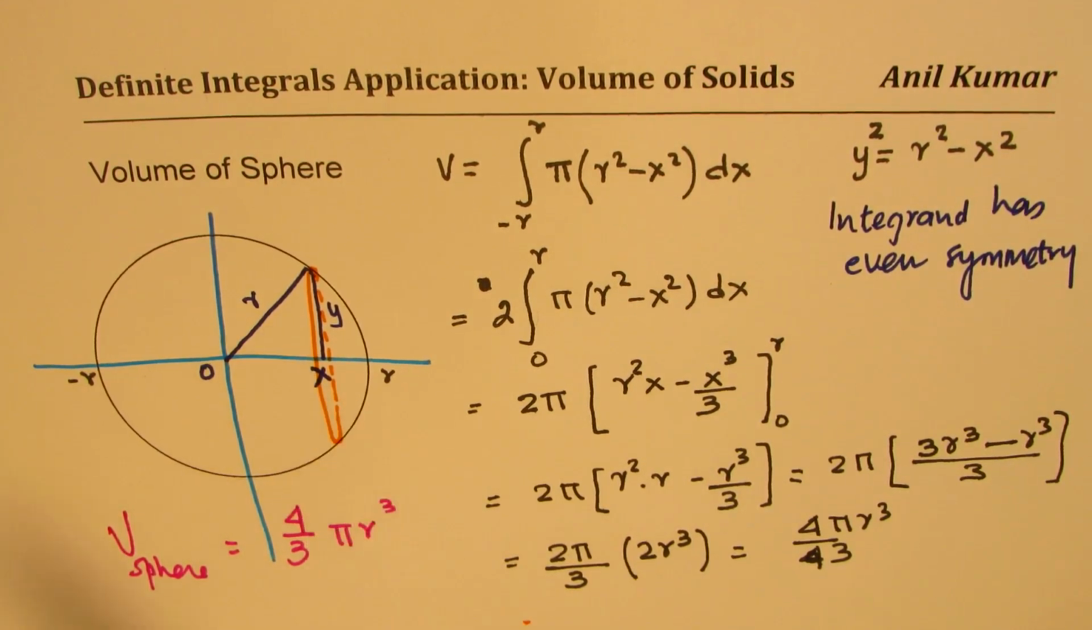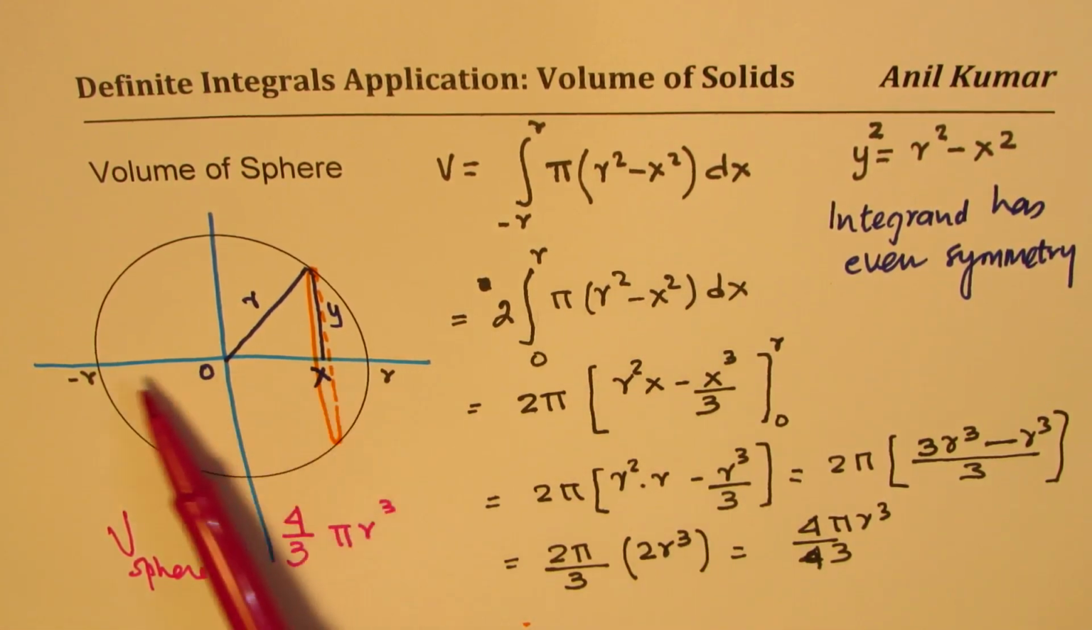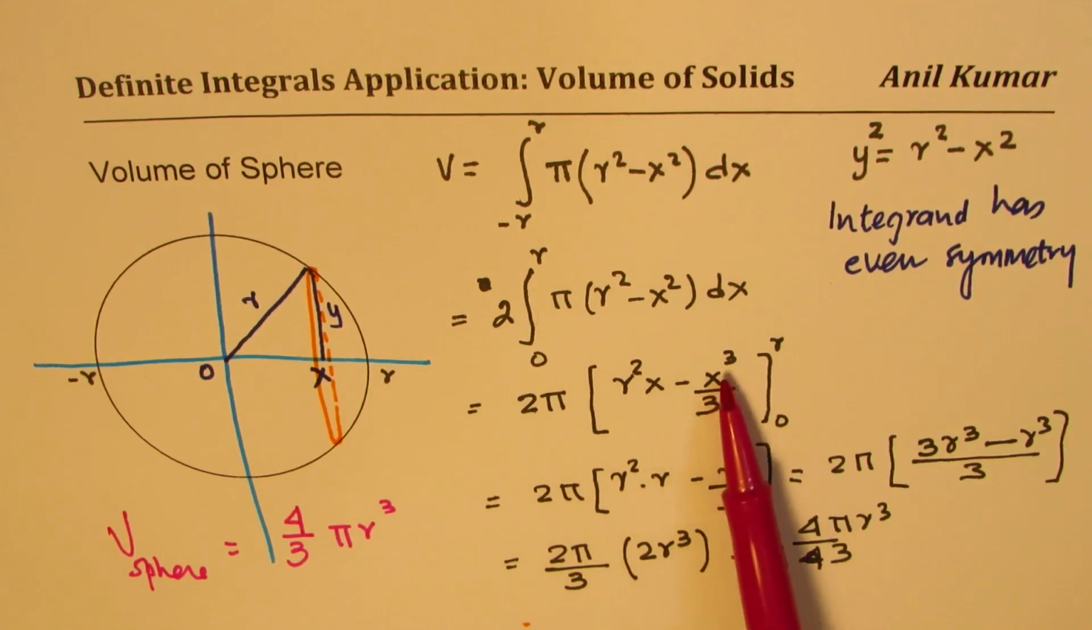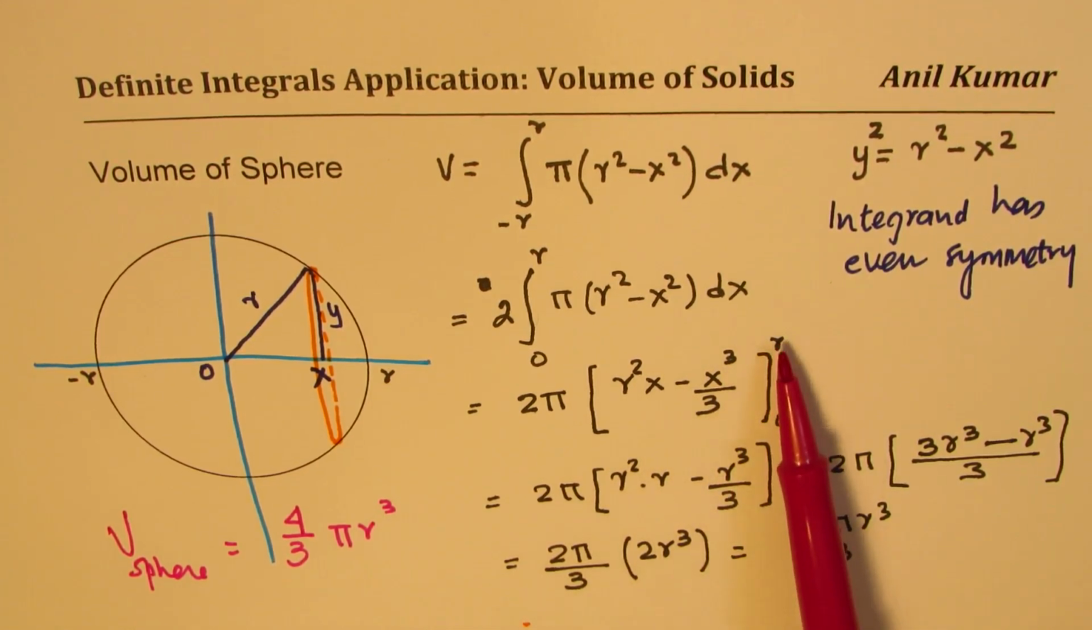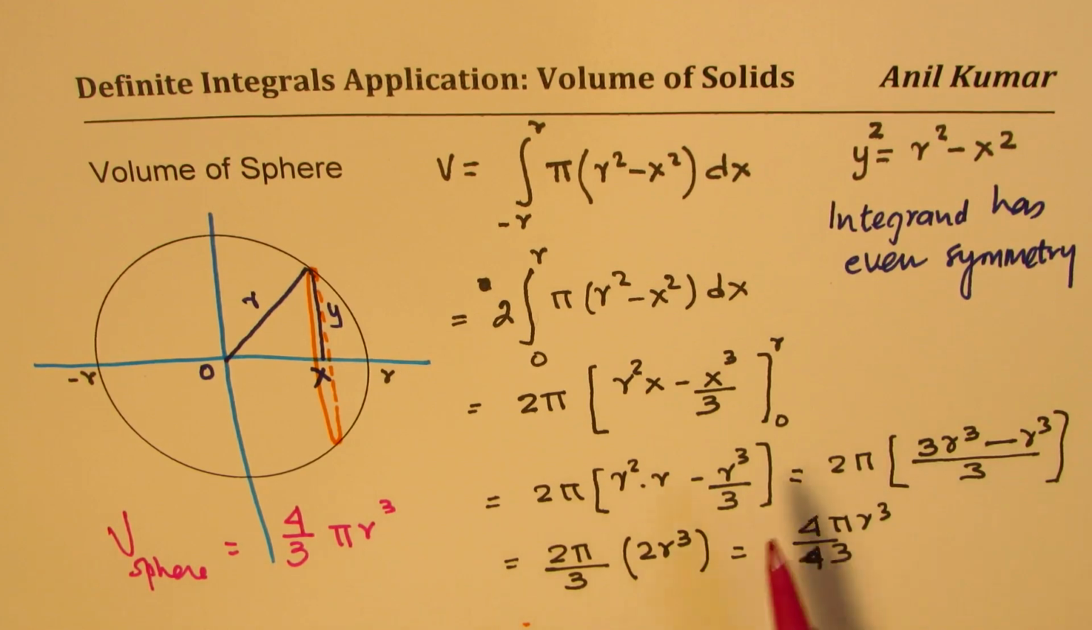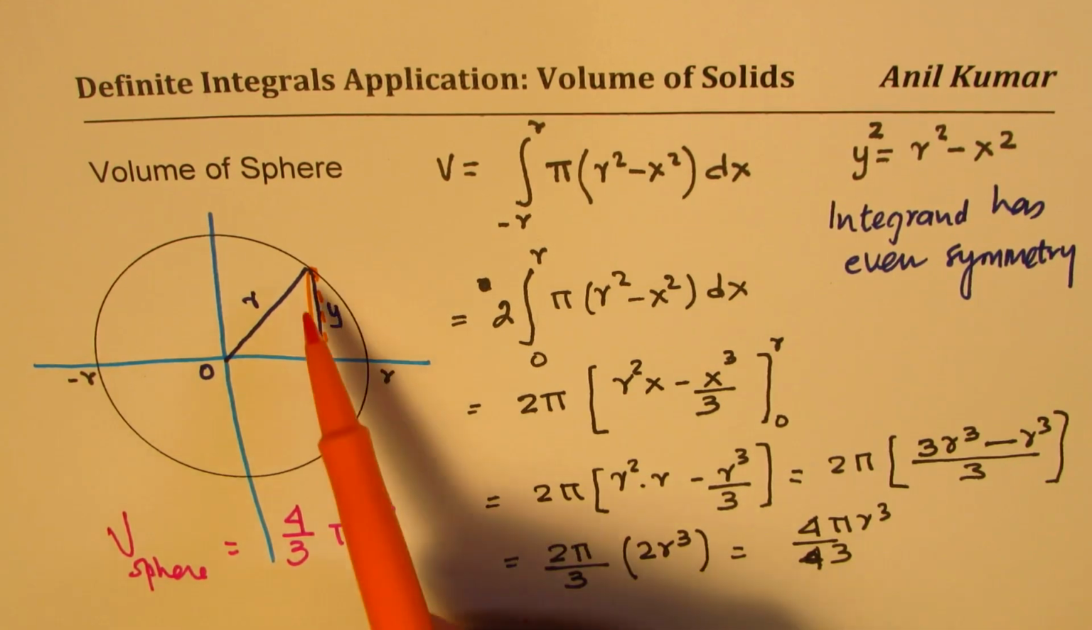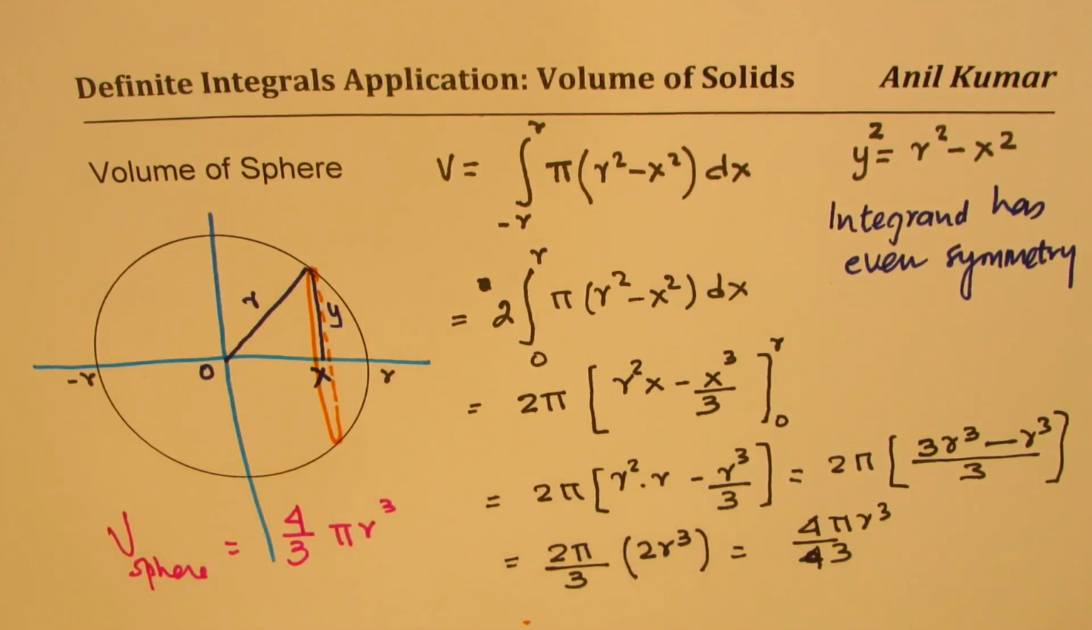Since r is a constant, the integral will be r square times x for r square, and for x square, which is varying, it will be x cube over 3. Substituting the values, minus 0 is 0. So we get our formula. Is that clear to you? So by addition of these disks, we found the formula for the volume of a sphere. I hope you understand and appreciate all these steps.